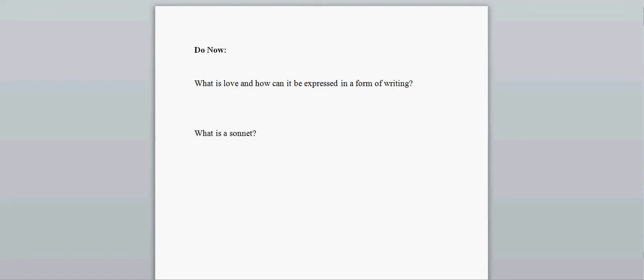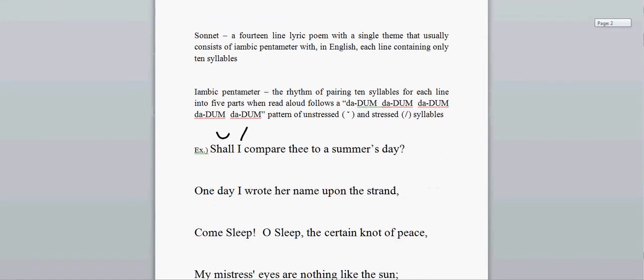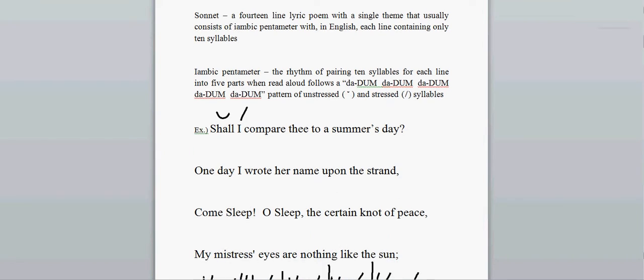I pulled it up on the smartboard. We went over their answers, and then I was able to scroll down. We talked about what a sonnet was and what iambic pentameter was. We also talked about unstressed and stressed syllables, of which I have an example. The first example I showed them was "Shall I compare thee to a summer's day?" I was just showing them a little bit of the iambic pentameter.